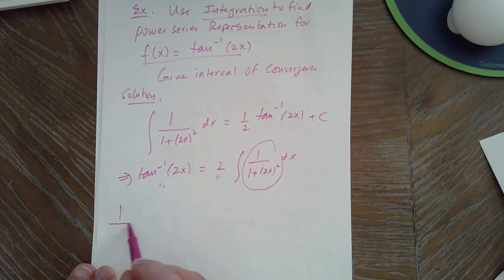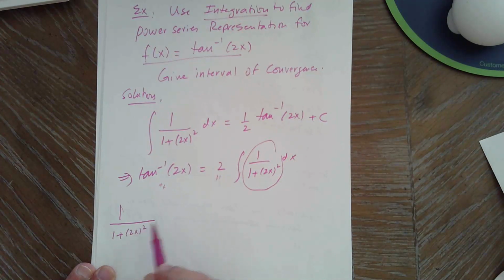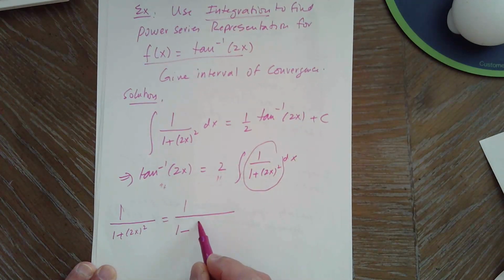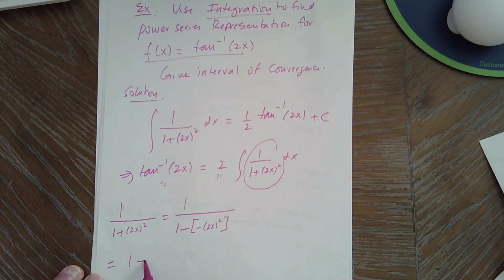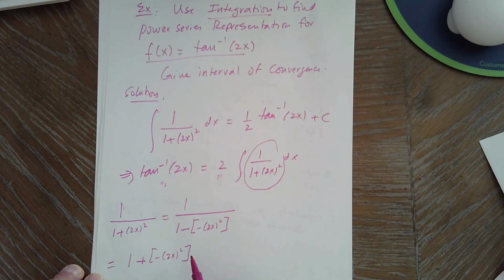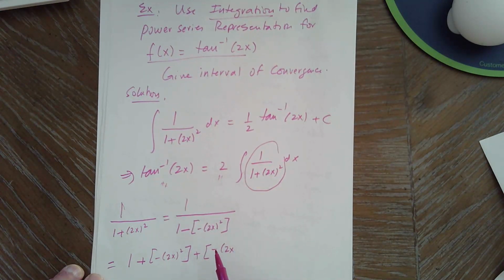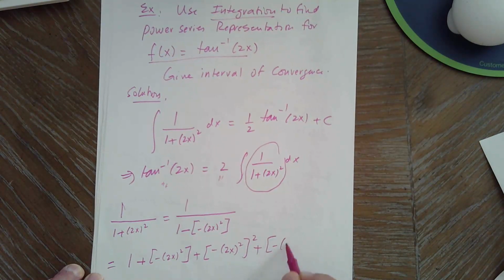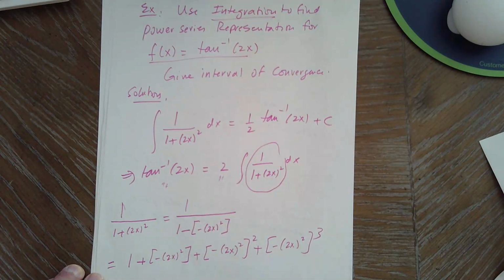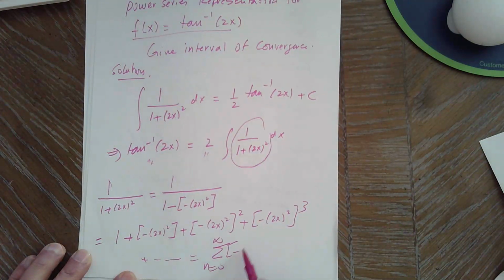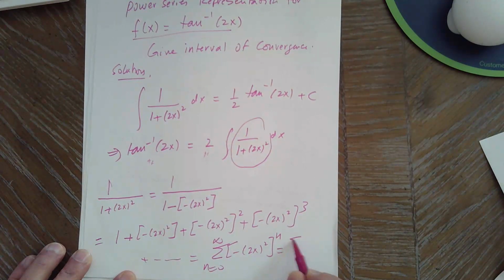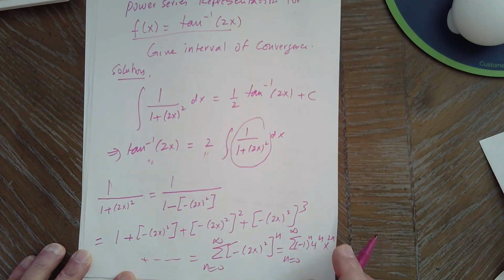Okay, so 1 over 1 plus (2x) squared can be written as 1 over 1 minus negative (2x) squared, which would be 1 plus negative (2x) squared, plus negative (2x) squared squared, plus negative (2x) squared cubed, and so on, which is the sum from n equals 0 to infinity of negative (2x) squared to the n, or you can write it as the sum from 0 to infinity of negative 1 to the n, 4 to the n, because 2 squared is 4, 4 to the n, and then x to the 2n. Okay, so that's that.